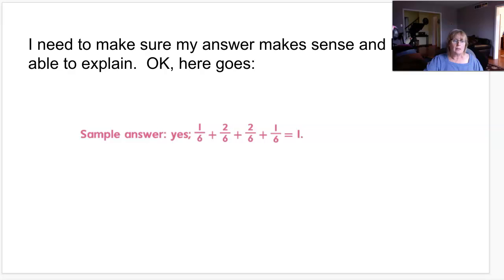All right, so we need to make sure that our answer makes sense. And again, this is the important part. Yes, it does make sense, because 1/6 plus 2/6 plus 2/6 plus 1/6 equals the whole. Okay, pretty simple.